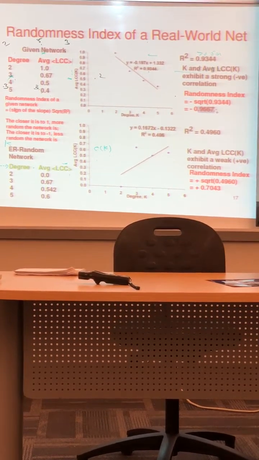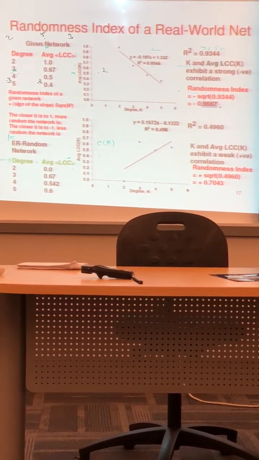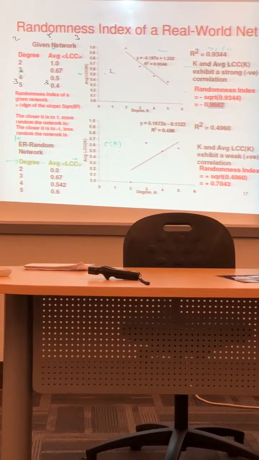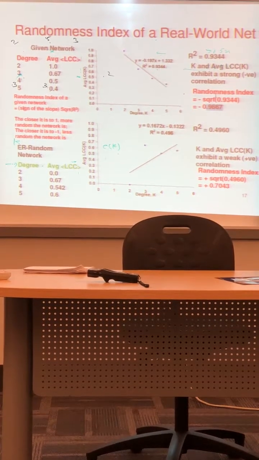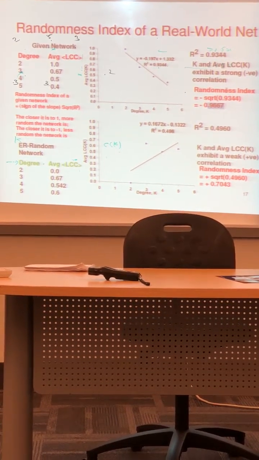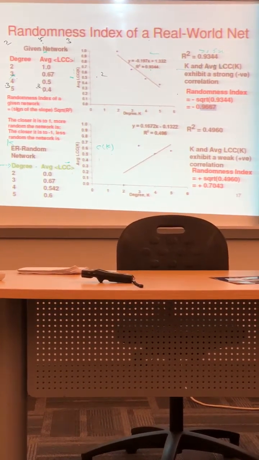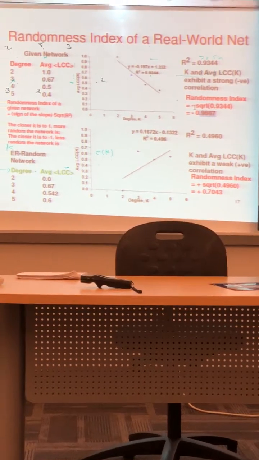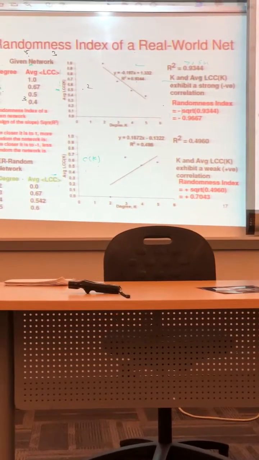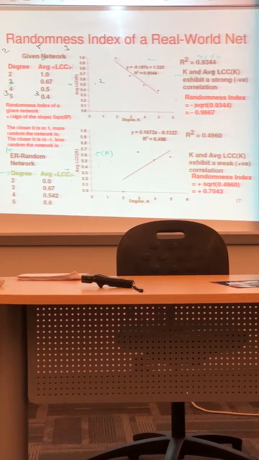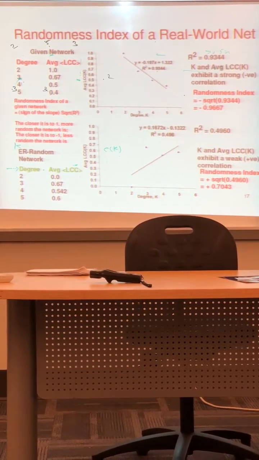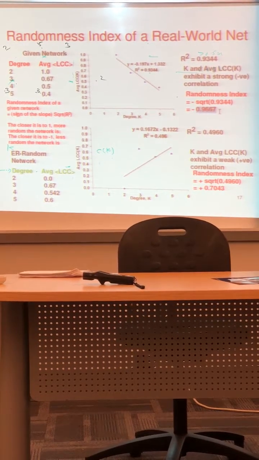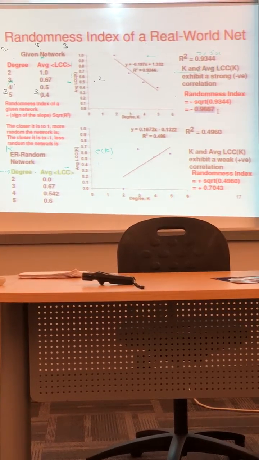The randomness index will range from -1 to 1. Why? Because R square ranges from 0 to 1, but if you take a square root with the sign, it could be -1 to +1, depending on the slope. If the slope is a decreasing trend like this, it's a negative slope, so it's a negative value. Is that clear?